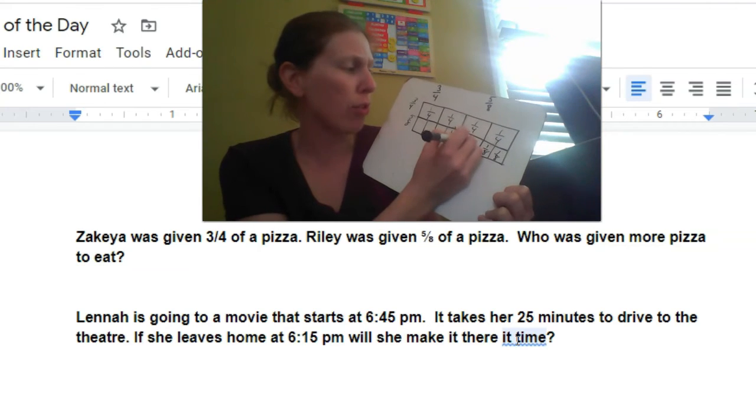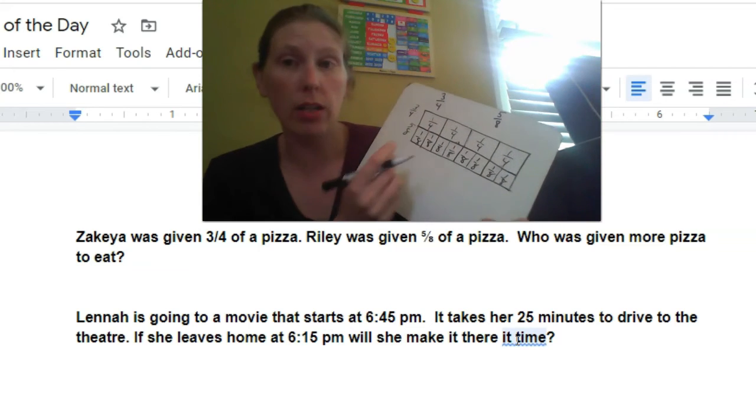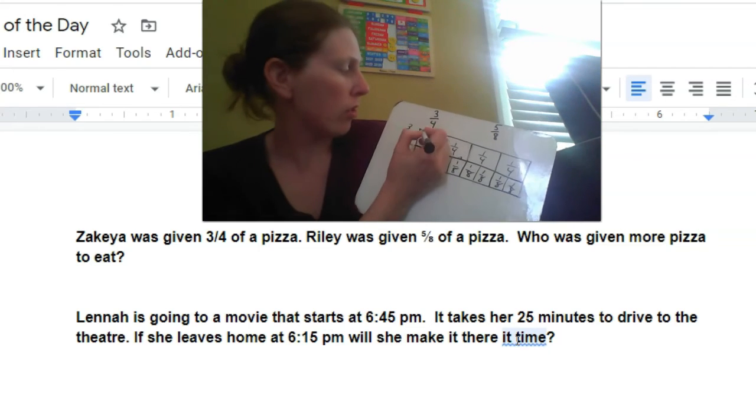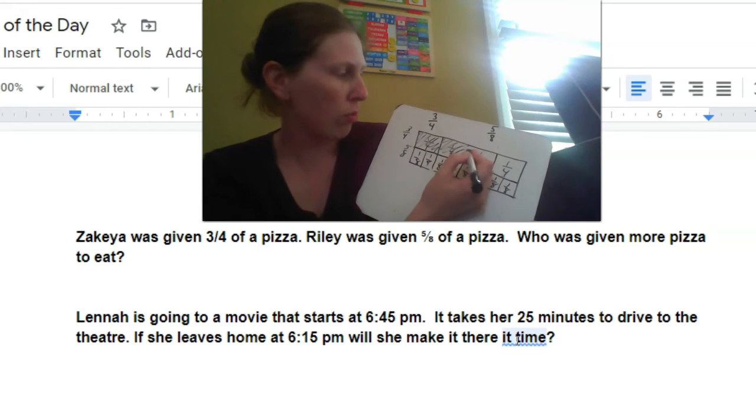So after I have my unit fractions labeled, now I'm going to actually do the part where I'm comparing. I'm going to shade them in. So let's go ahead and find 3/4. I'm going to shade in 1, 2, 3. This is 3/4.